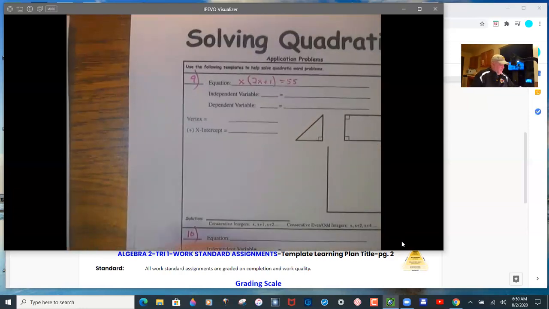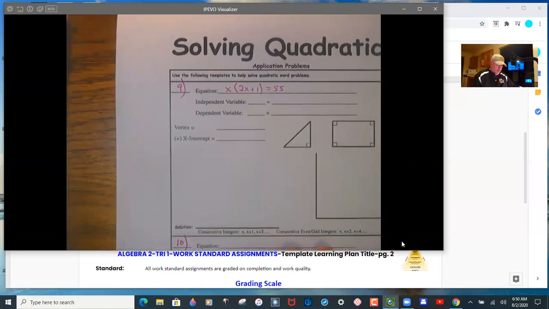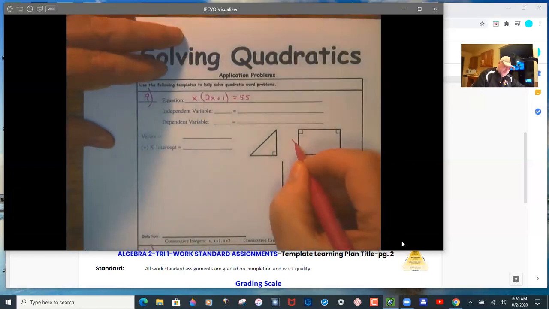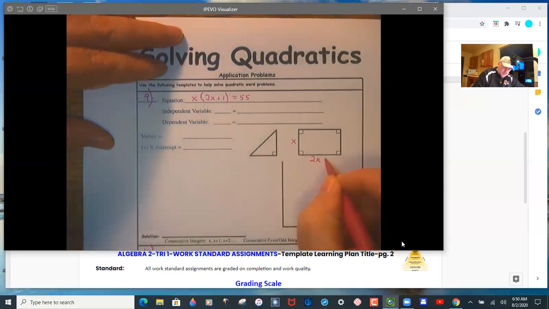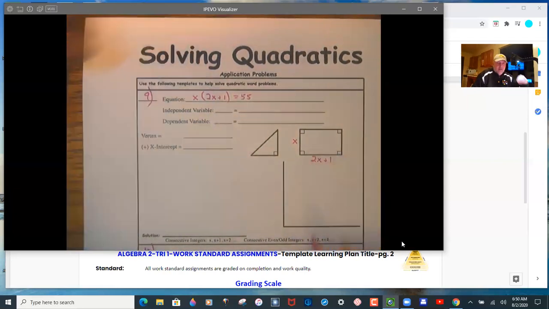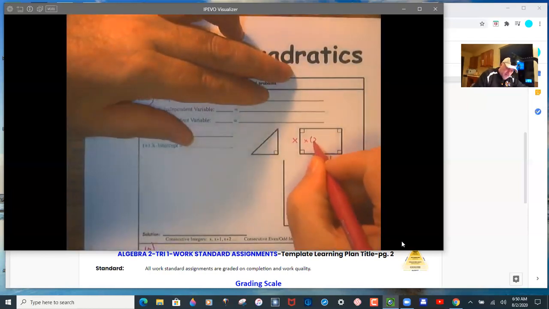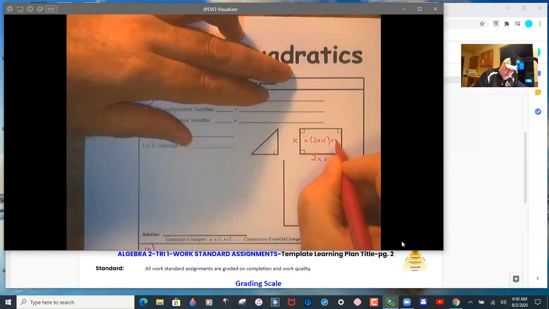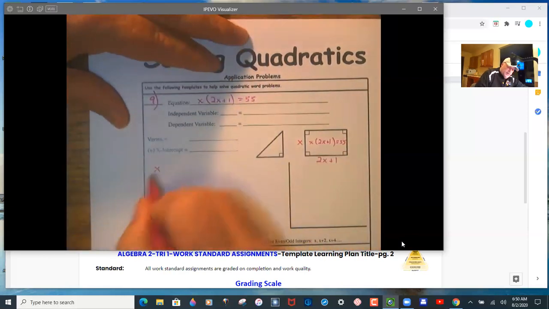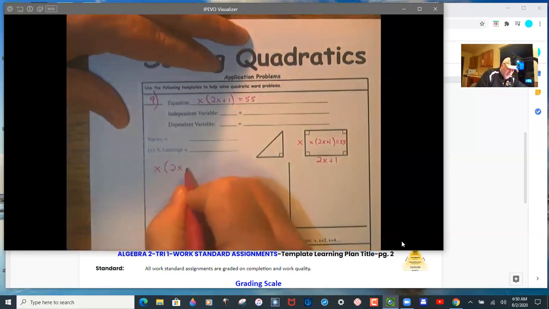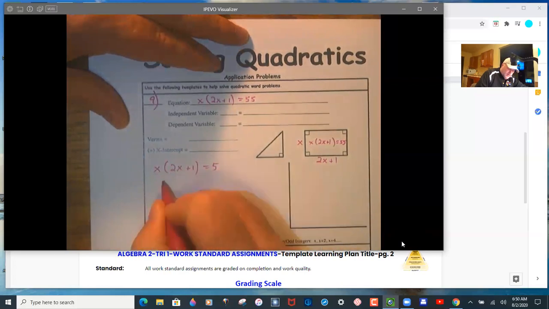Problem 9. The length of a rectangle is 1 more than twice its width. Again, I'm calling that the length and that the width. And the area is 55 square feet. So that means we take the product equals 55. So you can just jump right down to here and do your work.